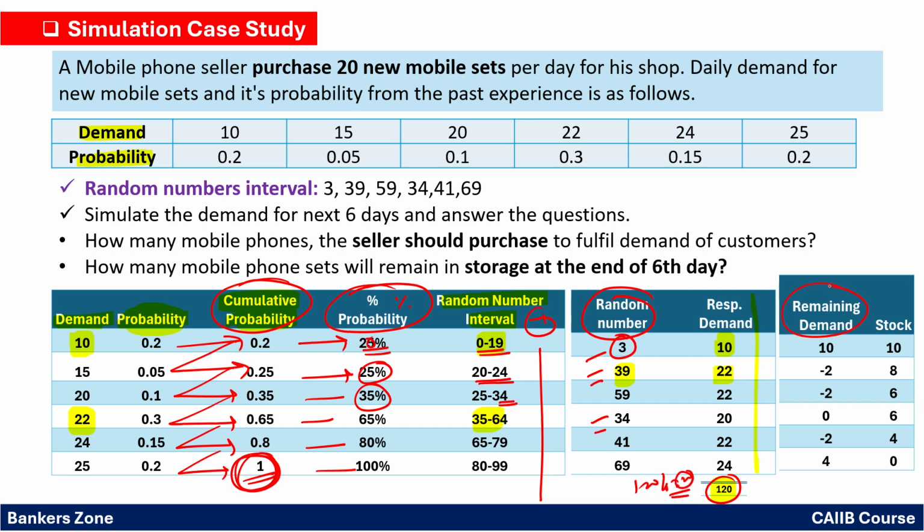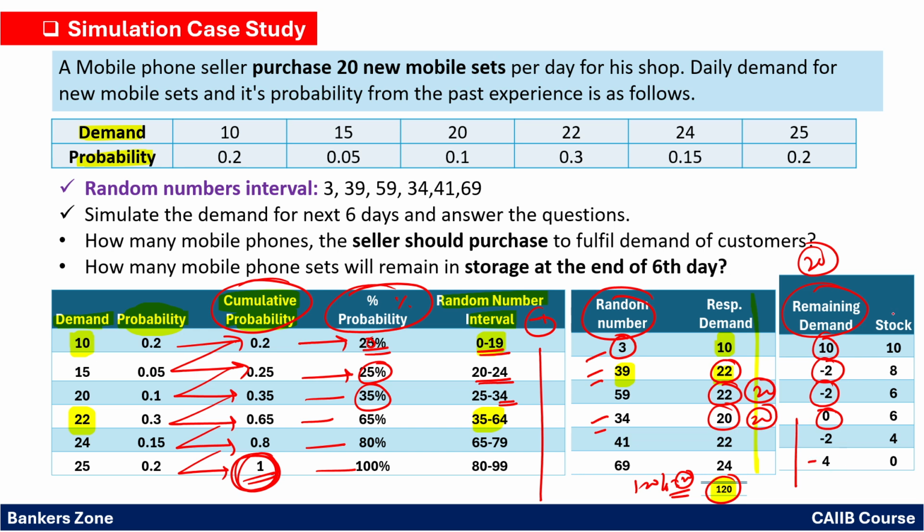Now how do you calculate the remaining demand? We are purchasing 20 daily. So 20 minus 10, 10 will be the remaining. Then on the next day, 22 is the demand. We are purchasing 20 only. So minus 2 will be there. Then demand is 22. We are only purchasing 20. So demand remaining is minus 2. 20 is the demand. We are purchasing 20. So 0 will be the remaining demand. In that way, you can calculate, right?